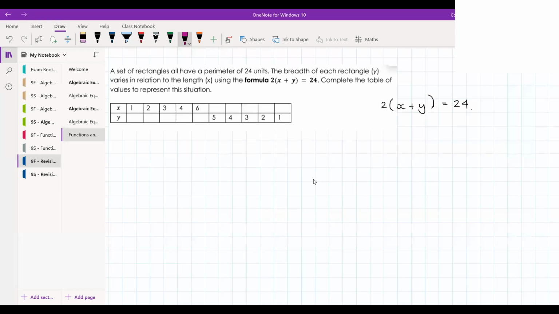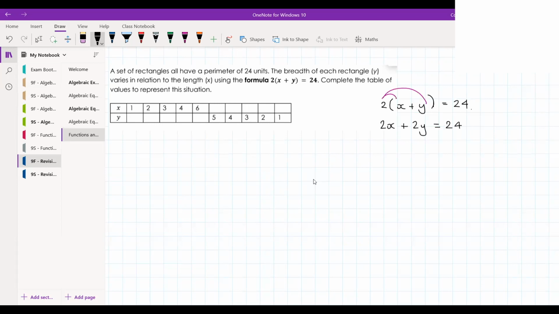Okay, good. Thank you, Buntle. We're going to distribute, guys. We're going to distribute. So we're going to take this one in. And we're going to end up with 2x + 2y is equal to 24.